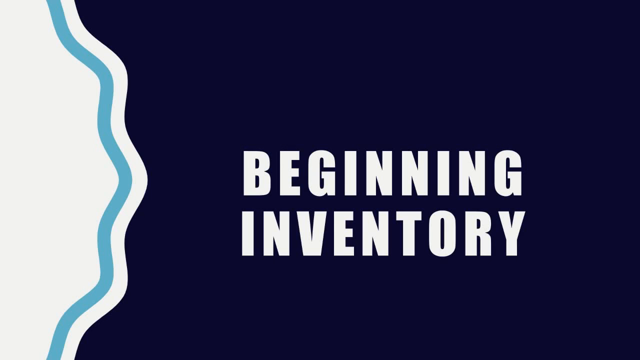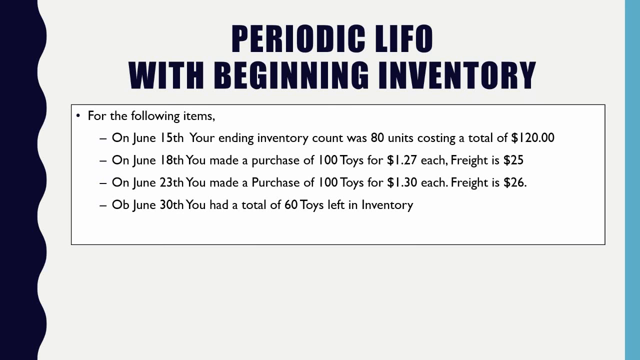Okay? Now, what happens when we have beginning inventory this time? All right? Since we're doing from bottom to top, how is this going to affect our inventory this time? All right? So because we have beginning inventory of 80 items, and it costs us in total $120. Let's go ahead and see what happens when we factor this in.